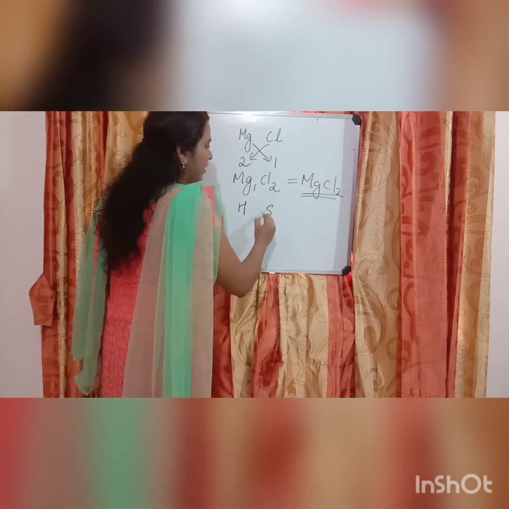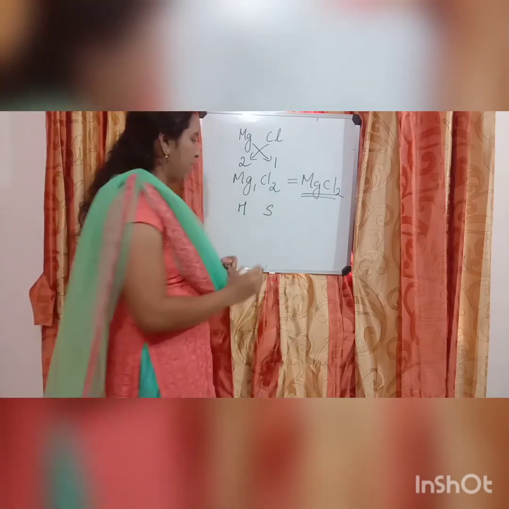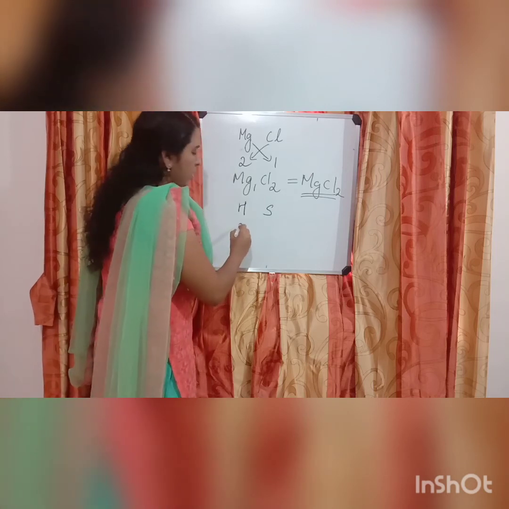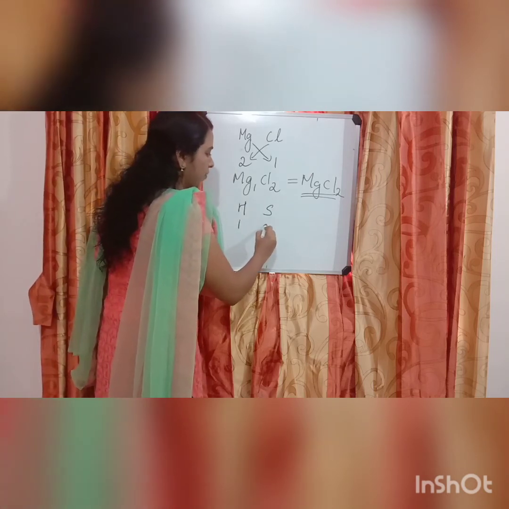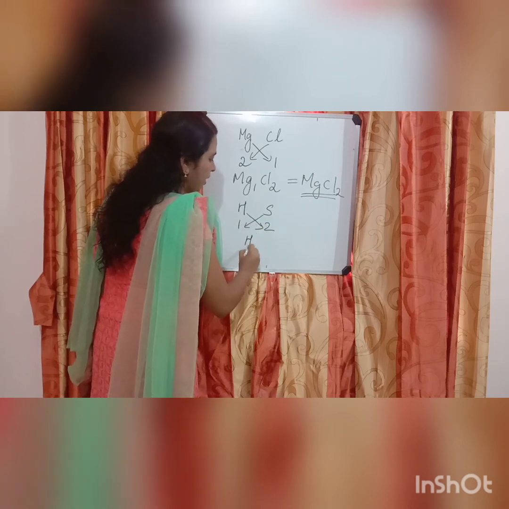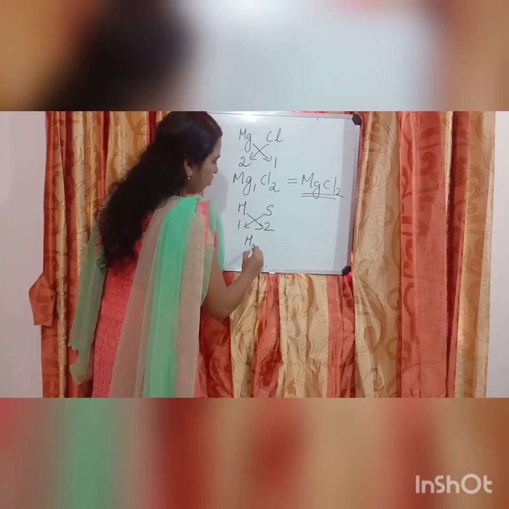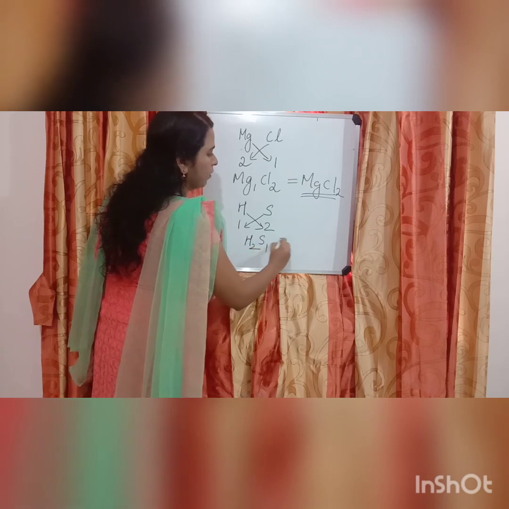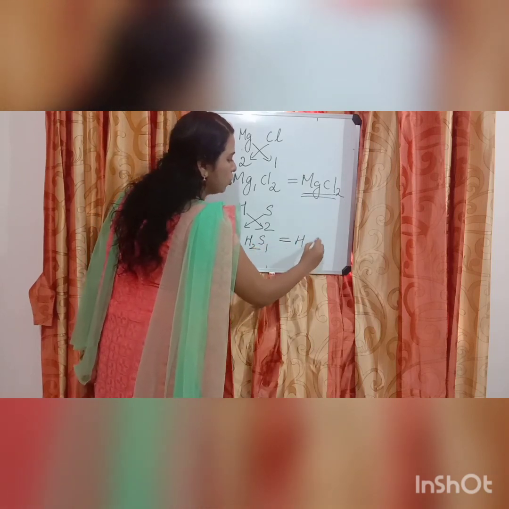Then let us take another example, that is hydrogen sulfide. Hydrogen and sulfur are the two elements present. And what is the valency of hydrogen? Yes, it is 1 and sulfur is 2. Just cross multiply it. Then you will get H2 and S1. So you can write it as H2S.